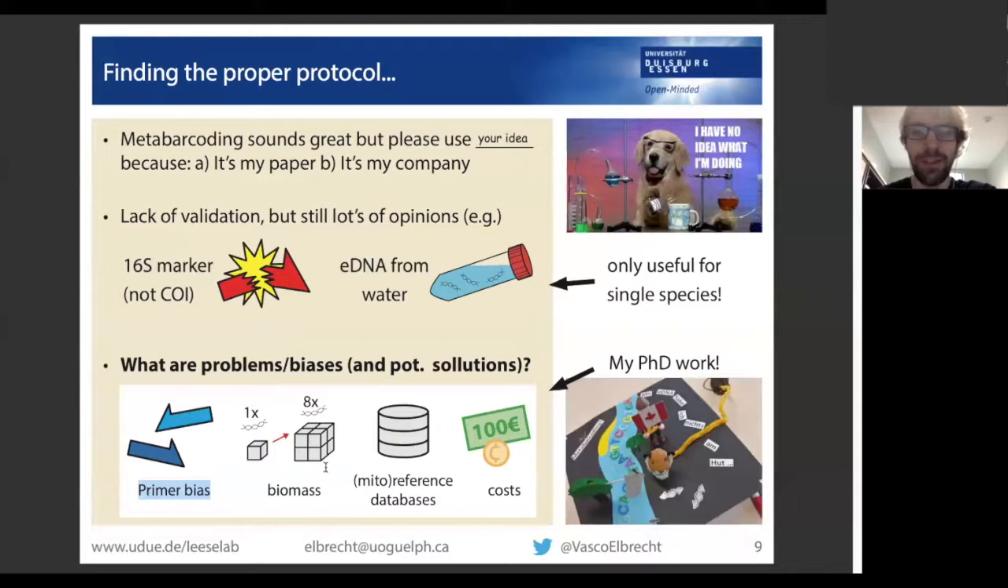Of course, we need a reference database, and the reference database should be complete. So I can only identify things if I have some reference database. And also the really big question, and this I've only realized recently, is really cost.